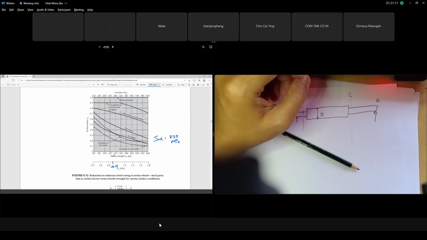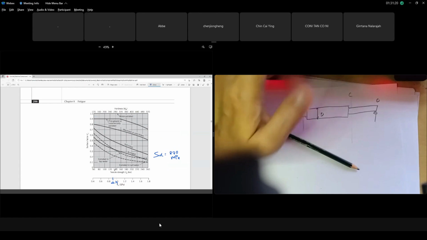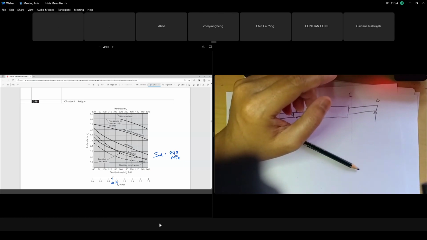Where is 0.87? Don't use my way, guys. In the test, you print this thing with a laser printer, print this graph, and use a pencil and your ruler. 8.87 is somewhere here.